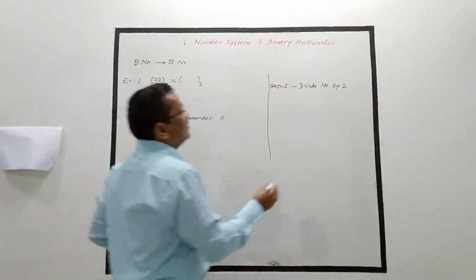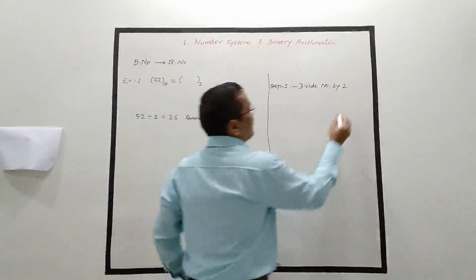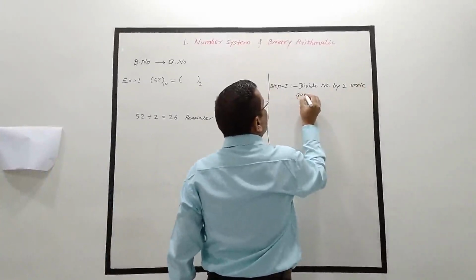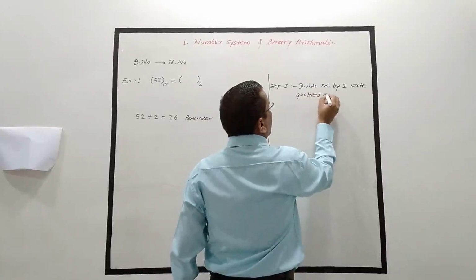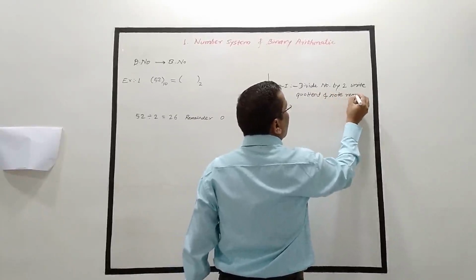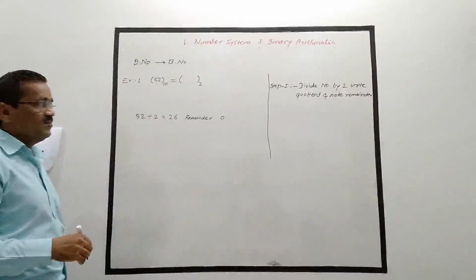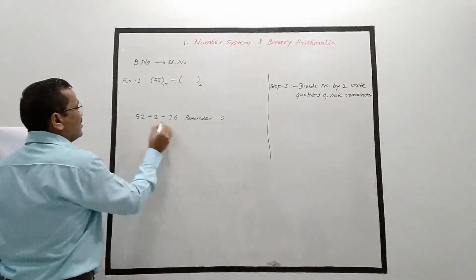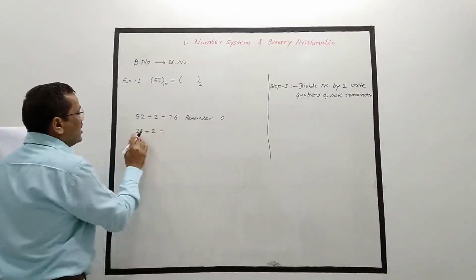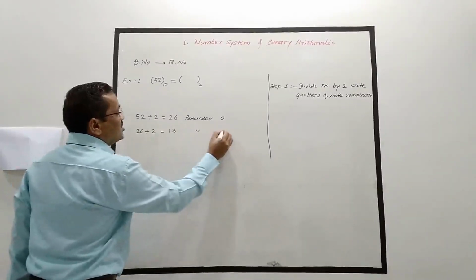Again, divide the number by 2. Write the quotient and note the remainder. So this is the first step. Second step: 26 divided by 2 is equal to 13. Again the remainder will be 0.